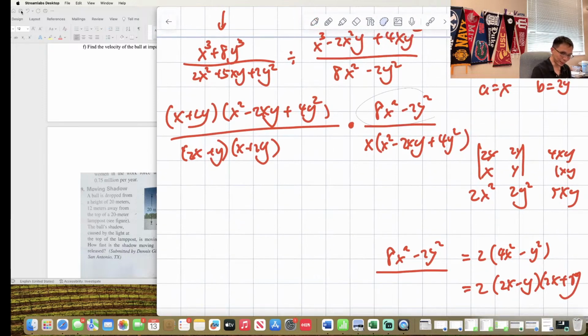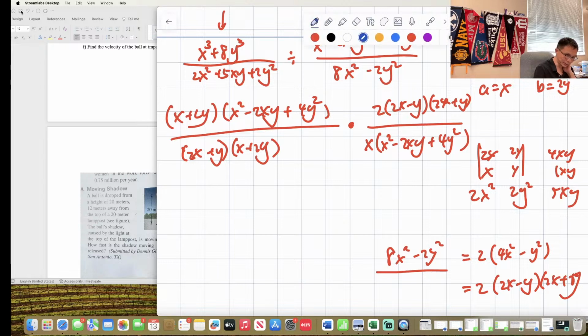So it's okay if I erase this part? Okay, so let me delete it. So that is going to be 2 times 2x minus y and 2x plus y. And then hopefully you see things that you can cancel. Start with the biggest thing. This completely out. x plus 2y and x plus 2y is okay. 2x plus y, 2x plus y.